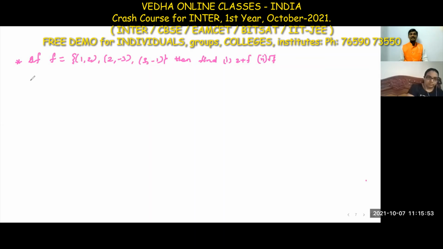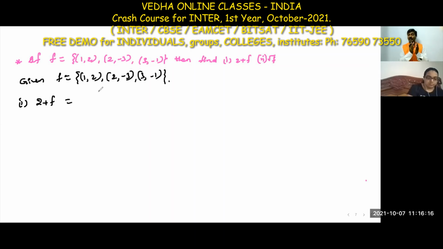Okay, so what is given here in this question? Given function f is equal to {(1, 2), (2, -3), (3, -1)}. What is the question here? The question is 2 + f. Whatever the operation we have, we apply that operation to the second element.